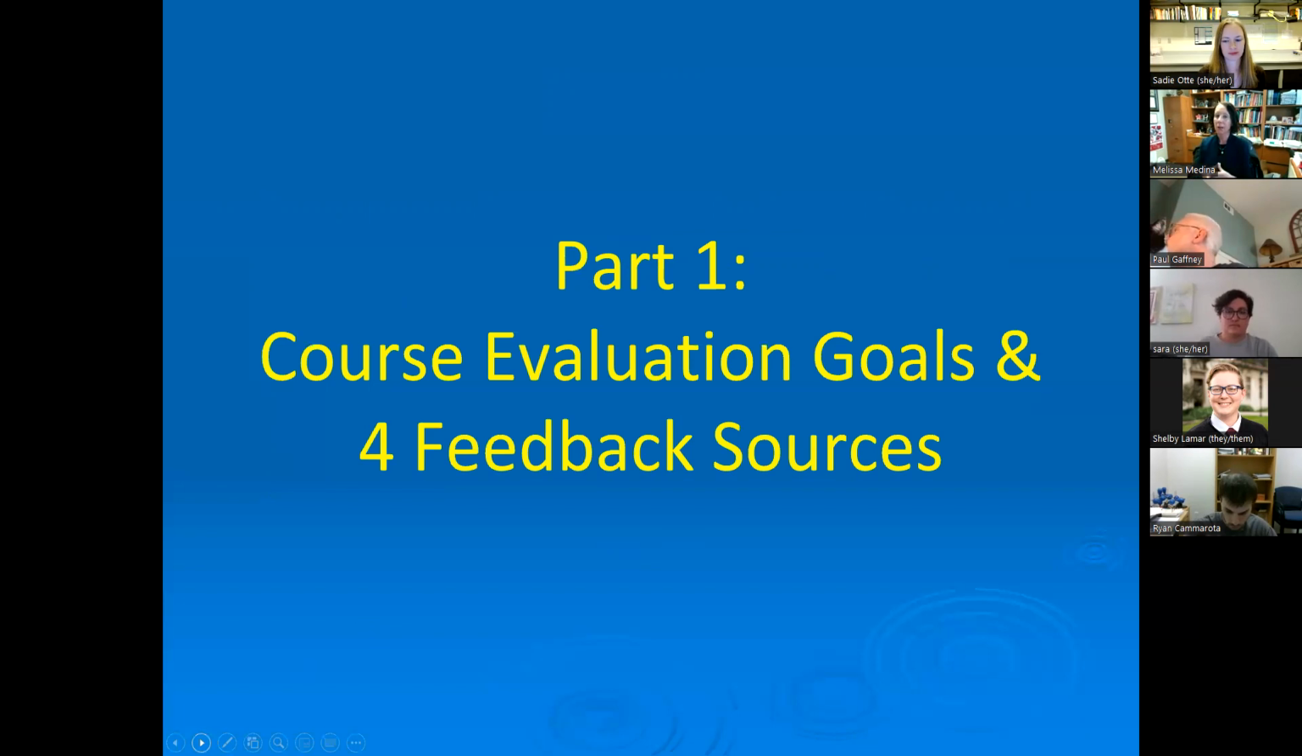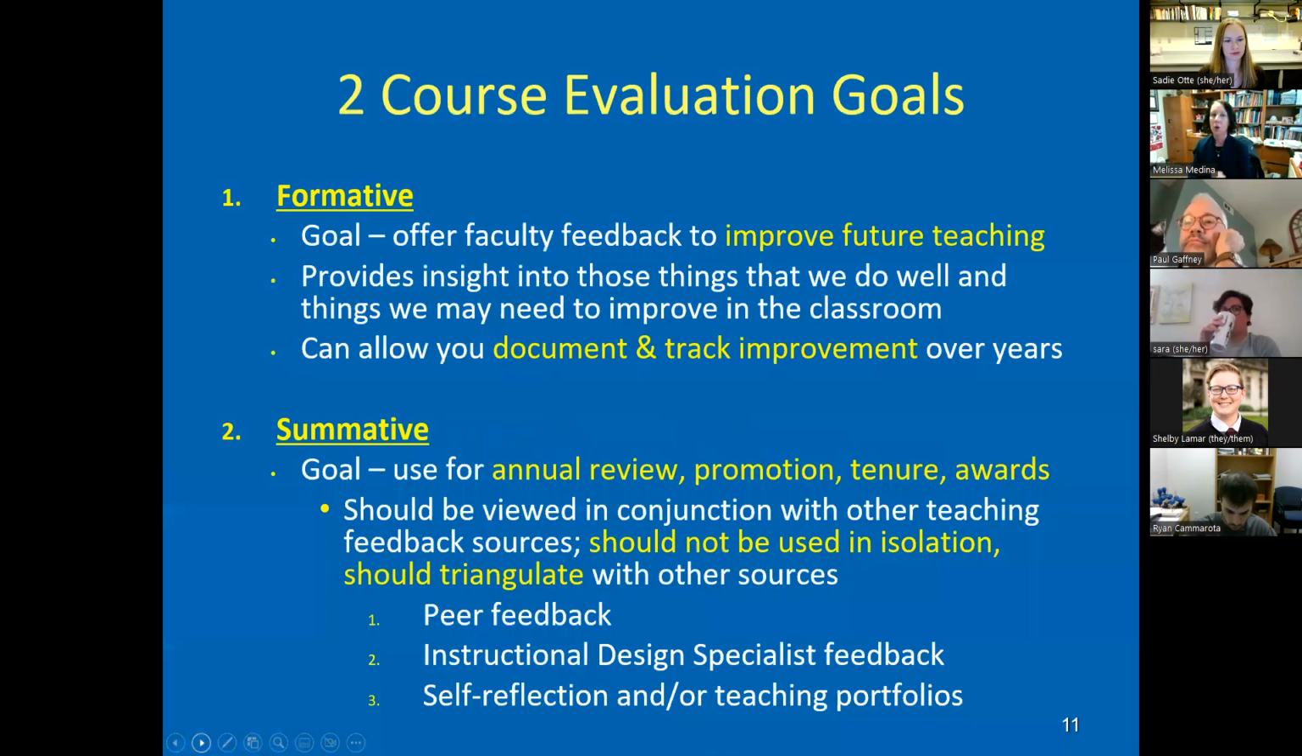So for the first part, I just want to talk to you about course evaluation goals and then some feedback sources. When we think about course evaluations or student evaluations of teaching, again, we use those terms interchangeably. I conducted a review article in 2019, and when we did this systematic review, just finding the right terminology to actually access and to do the review was challenging because people have called them so many different things. So like I said, I'll use course evaluation or student evaluations of teaching interchangeably.